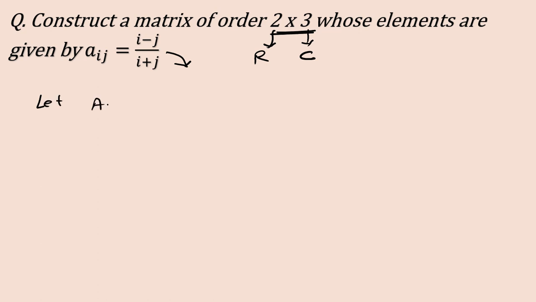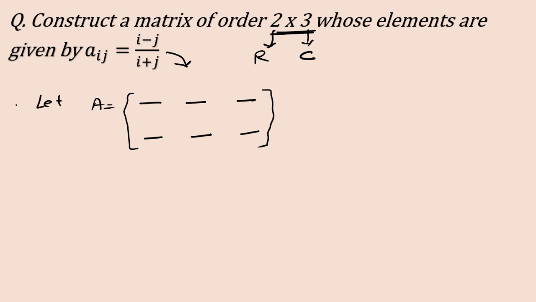Let A be equal to, see what I told you, while writing any element, firstly we write the row number and secondly we write the column number. So first you see, 2 rows means 1, 2, and 3 columns means 1, 2 and 3. Like this, this will be the shape of the matrix.